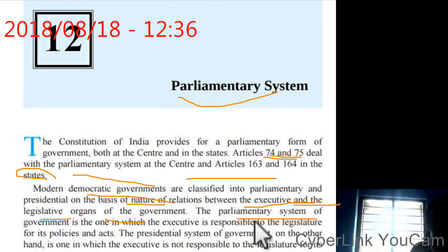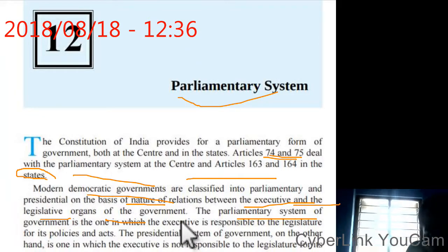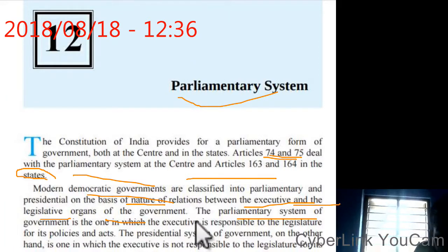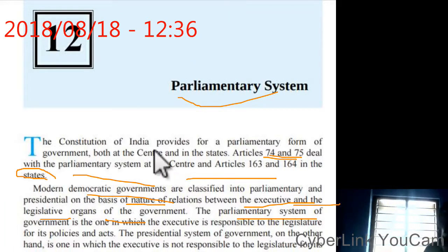And parliamentary system of government is one in which the executive is responsible to the legislature for its acts. The presidential system of government, on the other hand, is one in which the executive is not responsible to the legislature for its acts.